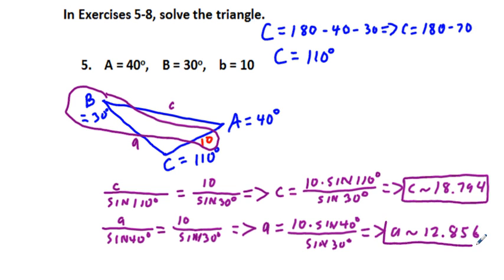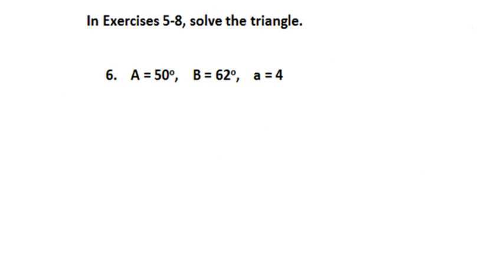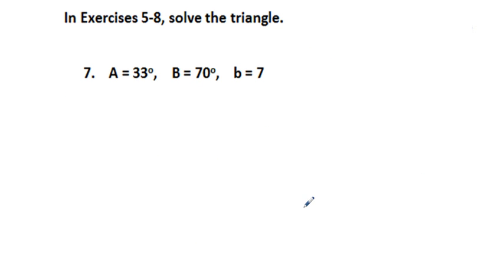One thing you look at as a check to see if you have a reasonable answer is that the largest side is going to be opposite the largest angle. And here we have opposite our 110 degree angle, we have 18.79. Opposite our 40 degree angle, we have 12.856. So that should give us some idea that we have our answer right, or at least a reasonable answer.